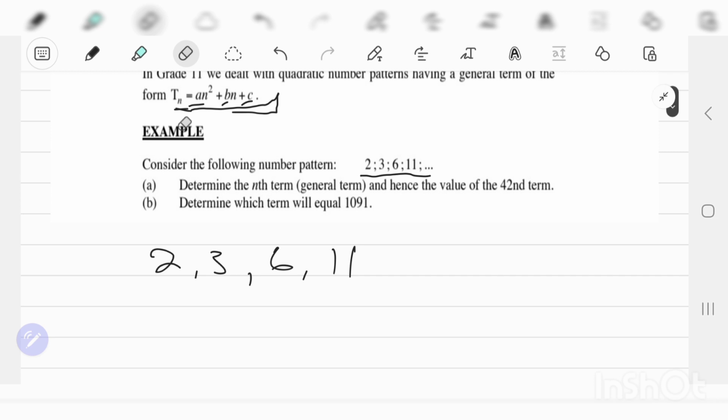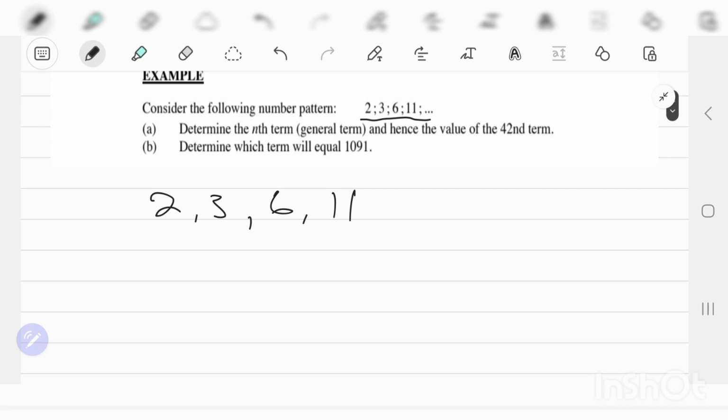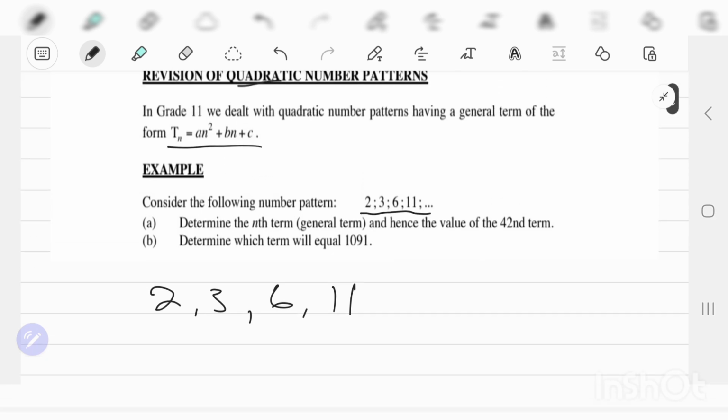Remember that you'll have to know the general formula of this number pattern. So this is it. The first question says: given this, determine the nth term, the general term, and hence the value of the 42nd term. So this means they want your Tn.